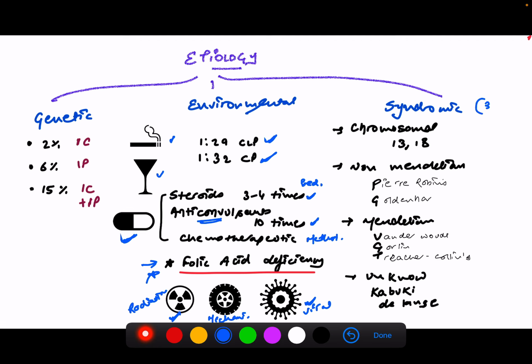Third one comes the syndromic. For syndromic, there could be a trisomy of chromosome 13 and 18. This leads to cleft. Second is non-Mendelian, that is Pierre Robin and Goldenhar syndrome. While for the Mendelian, it is VGT, that is van der Woude, Gorlin and Treacher-Collins syndrome. Unknown causes can be Kabuki syndrome and De Lange syndrome.